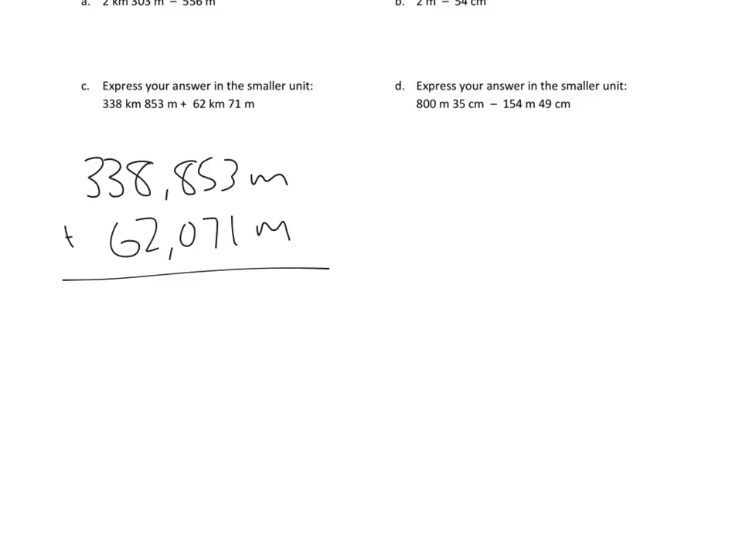3 plus 1 in the ones unit is 4. 5 plus 7 is 12. That's 2 here, and 1 goes up to the hundreds place. 1 plus 8 is 9. 8 plus 2 is 0 here, and a 1 up in the next place. 1 plus 3 plus 6 is another 10. That's 0 and 1. And 1 plus 3 is 4. So our answer is 400,924 meters. We could check our answer by doing the inverse process. We could start with this value, subtract this value, and see if we got this value, just to confirm that we got it correct. But just looking at it, it appears that we already did.